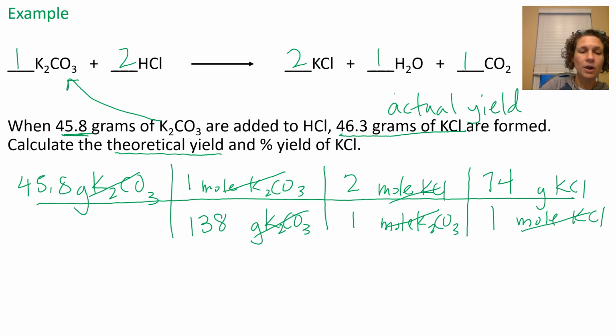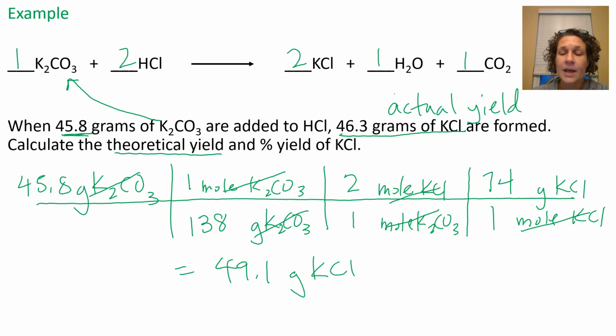So if I do all of that math, 45.8 times 1 times 2 times 74 divided by 138 times 1 times 1, you should get 49.1 grams of KCl. So this is the perfect amount. This is what you should have gotten if everything had gone exactly right, which it never does in a lab. You know, you sneeze into the beaker or you drop it or it just doesn't react well, or some of it doesn't get onto the balance when you're trying to weigh it. But this is what should be your result.